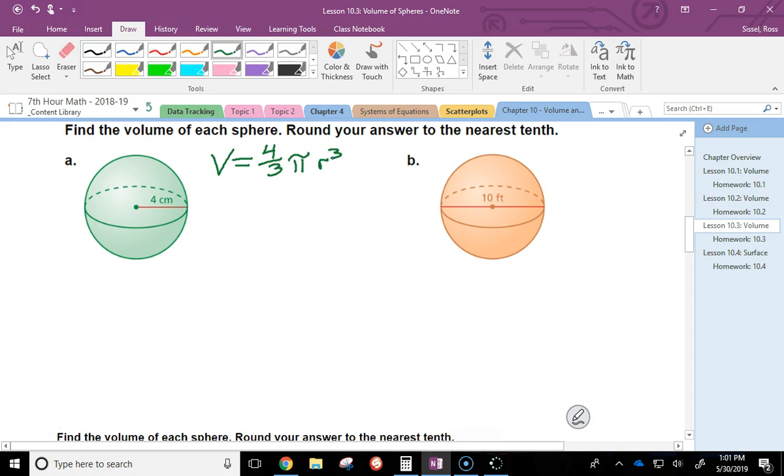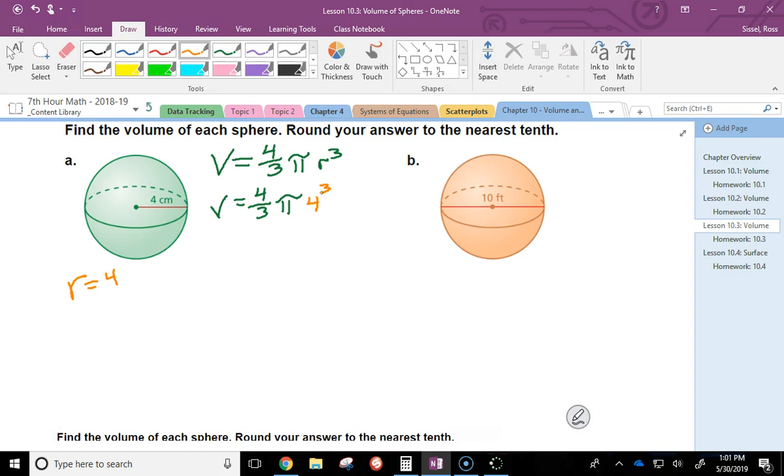Okay, and I look at the sphere and I say, what is it that I do know? I know my radius is 4. So volume equals 4/3 pi and then 4 to the 3rd power. Now, for the most part, that's going to be almost everything you have to show on your paper for your work, because now you're going to use your calculator to do the calculations.